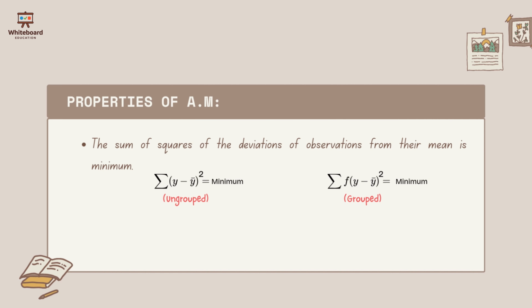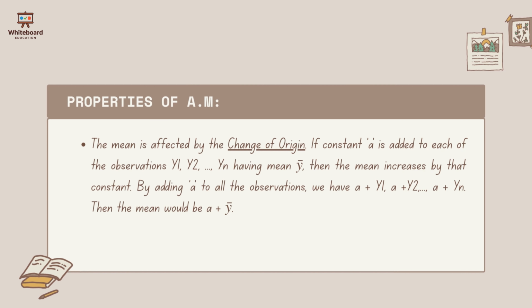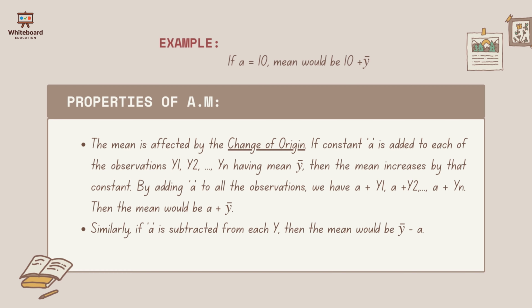The next property is that the mean is affected by the change of origin. If a constant, a, is added to each of the observations y1, y2, till yn having mean y bar, then the mean increases by that constant. Meaning that by adding a to all the observations, we have a plus y1, a plus y2 till a plus yn. Then of course the mean would be a plus y bar. Similarly, if a is subtracted from each y, then the mean would be y bar minus a. For example, if a is equal to 10, then the mean would be 10 plus y bar.